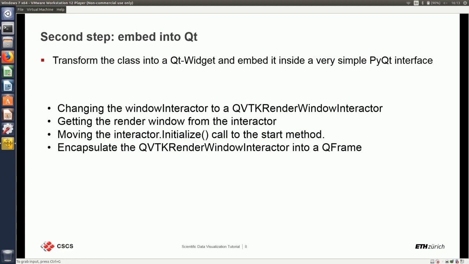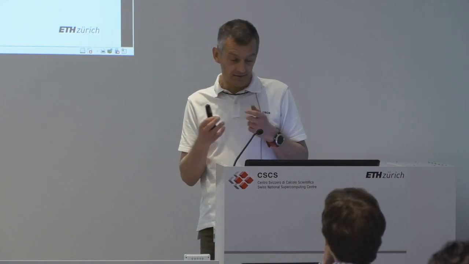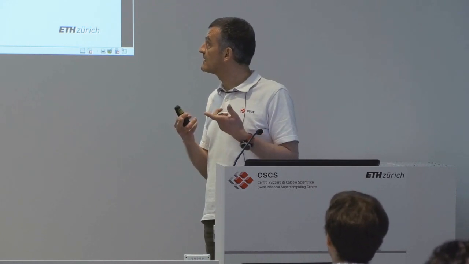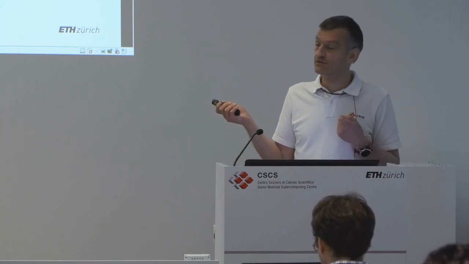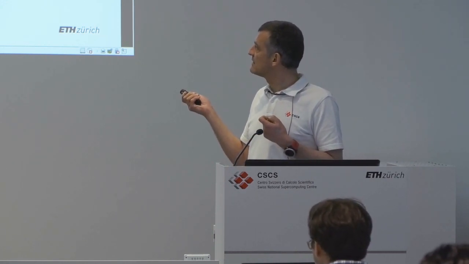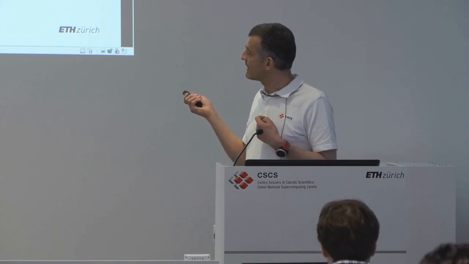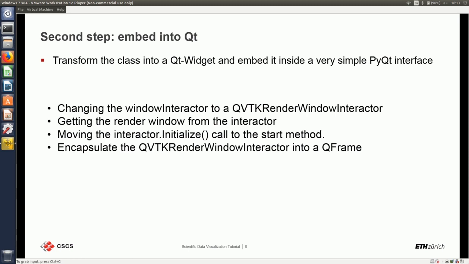To embed this into Qt, we need to make this application a class. So we're going to do several things. Transform the class into a Qt widget, embed it into a normal PyQt interface. We'll have to change the window interactor to become a Qt VTK render window interactor. Instead of doing interactor initialize, we're going to move this to the Qt interactor's responsibility, and we'll encapsulate that into a Q frame.